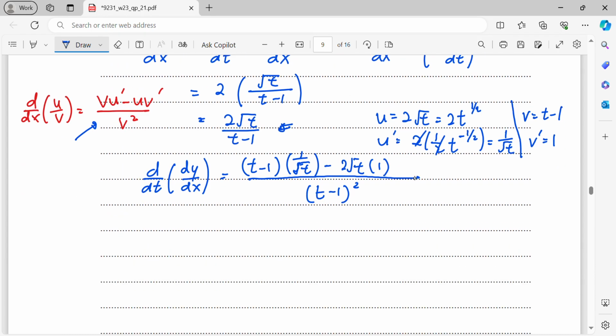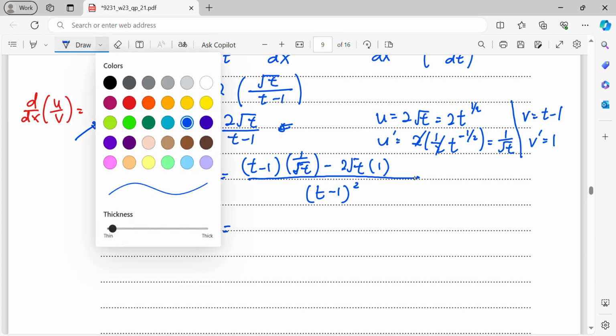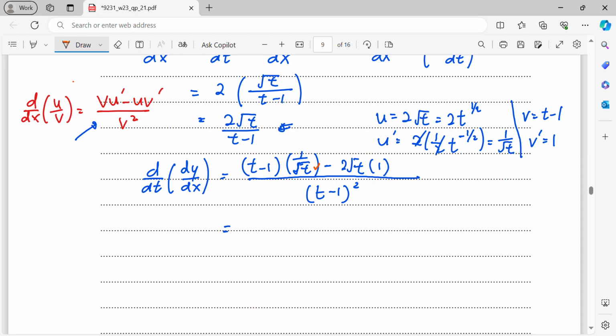Then from here, I simplify it. I notice that I have a denominator square root t, so I have to factorize this in order to simplify. I will factorize 1 over square root t from the numerator. I will get t minus 1. Now, when you factorize 1 over square root t from this 2 square root t, basically you are dividing 2 square root t by 1 over square root t. That means you are getting minus 2t, because t over square root t is square root t. Then over t minus 1 squared.